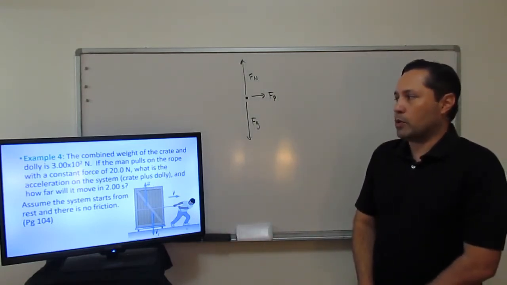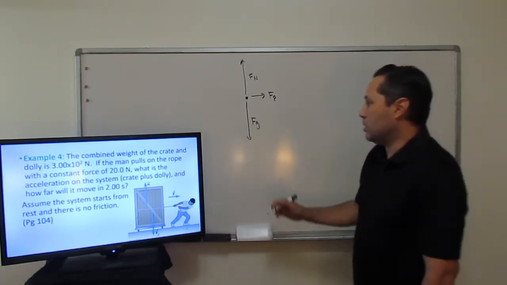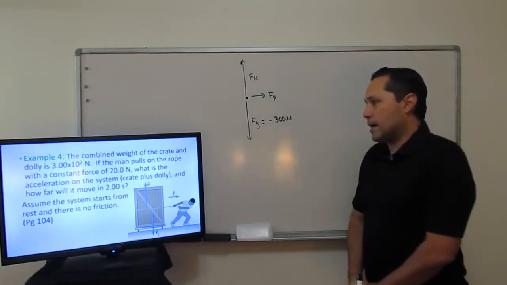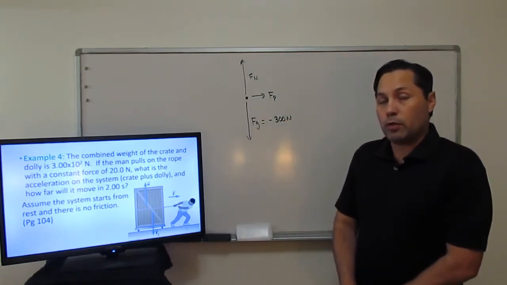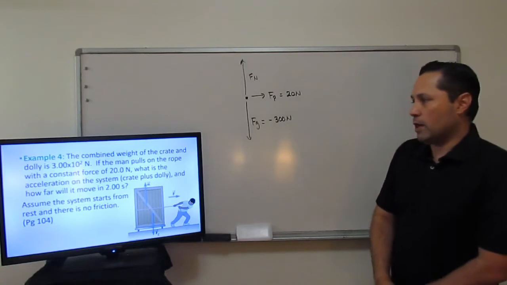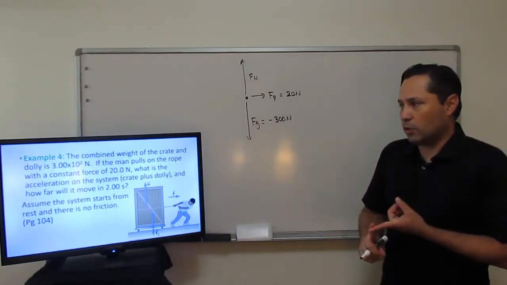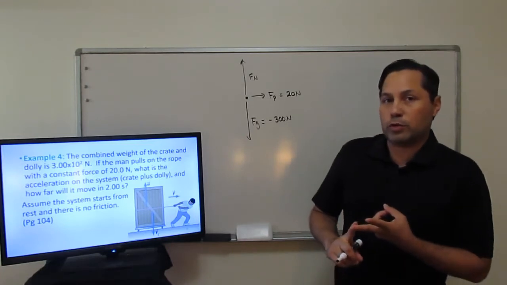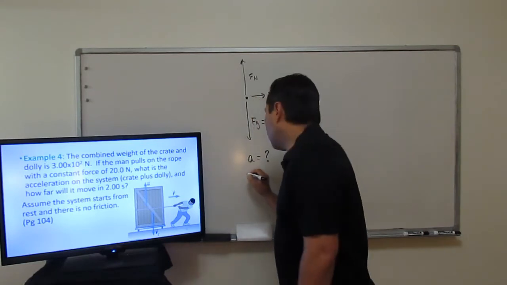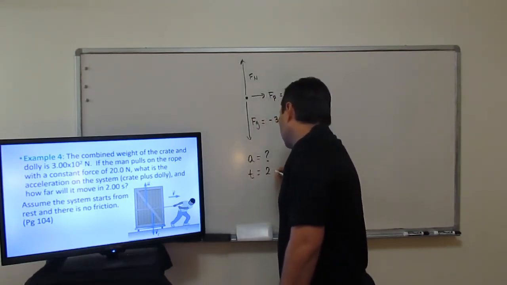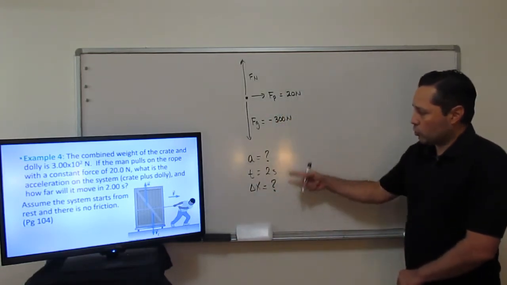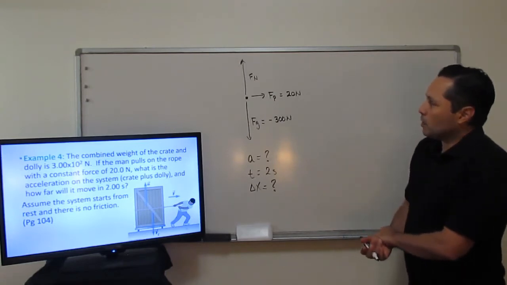Now, the values given say the combined weight of the crate and the dolly is 300 newtons, so that'll be 300 newtons in the negative direction. And the man is pulling the crate with a force of 20 newtons, so our force pull is 20 newtons. Those are the values we have, and they want to know 2 things again: what is the acceleration of the system, and how far will it travel in 2 seconds? We'll get to the acceleration first, and then the displacement on the x-axis after 2 seconds. Those are the 2 questions we're trying to solve for.